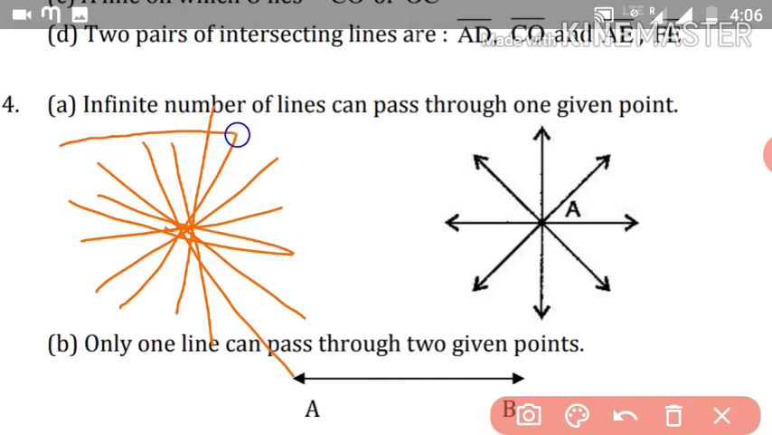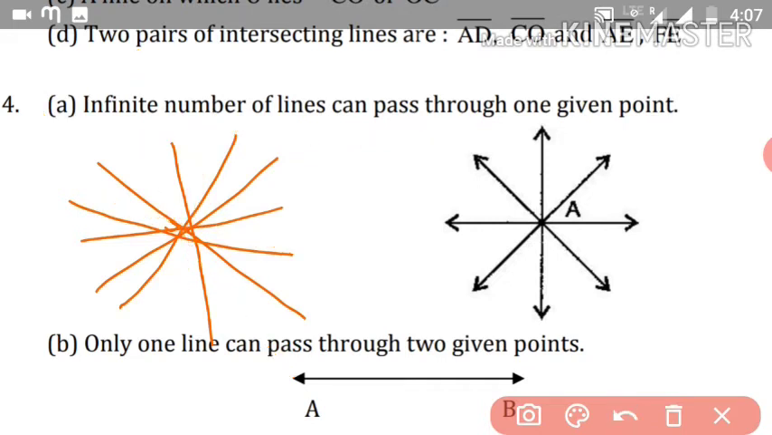So what will be your answer? Infinite numbers. Your answer will be an infinite number of lines can pass through one given point. So from one given point, infinite numbers of lines can pass through.